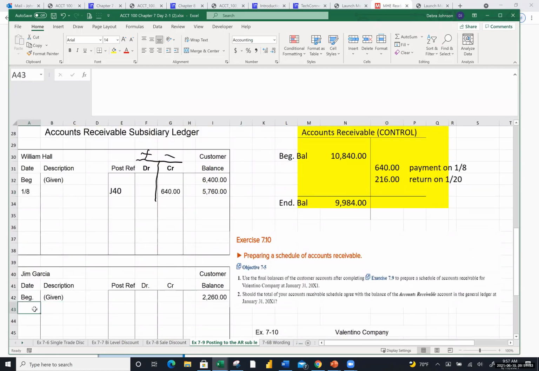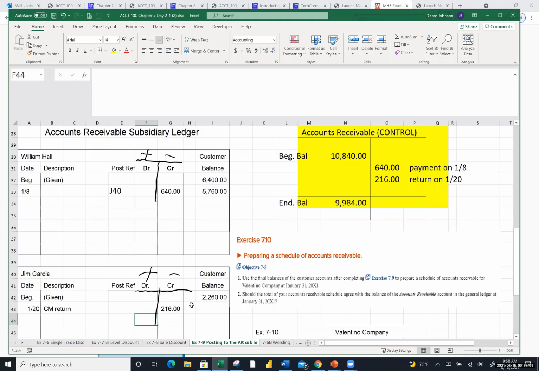So 1/20. I'm going to come over here and put that credit in of 216. You might want to put a memo. You don't have to, but you may want to put something in the description column that that was a credit memo, or maybe that it was a return. You don't have to do that. Most importantly, what did that do to this balance that he owes us? It brought it down.